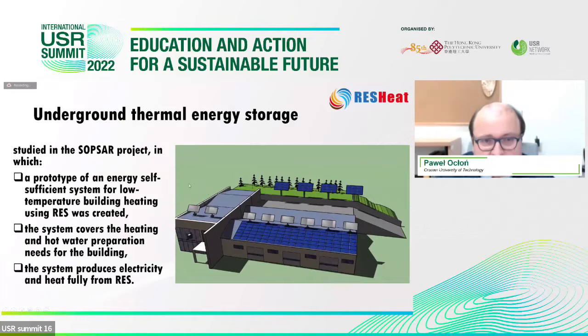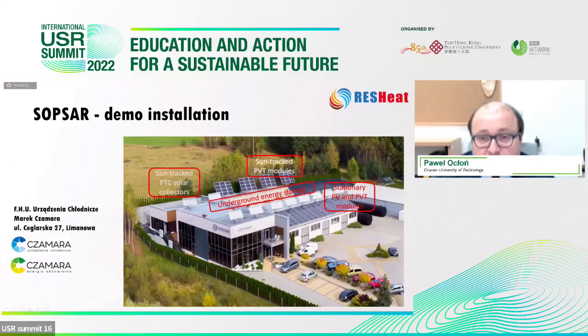And we were developing this system during another project of the National Center of Research and Development of Poland. We built a prototype in this ResKit project, which was installed in Limanowa in southern Poland, with SunTrack solar PVT panels, SunTrack solar collectors, stationary PVT panels, and also underground storages. Here we can see how it looks. We have here 10 SunTrack solar collectors, 4 SunTrack PVT modules with an electrical power output of 16 kilowatts, and stationary PVT modules with an electrical power output of 32 kilowatts.